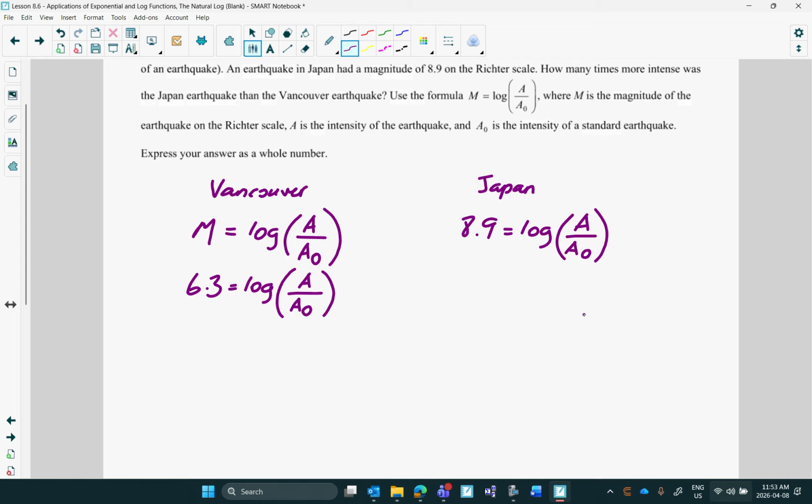But if you think about it, we're trying to find out how many times bigger this is than this. Because we're dividing the intensity of each of these by A naught, they're going to be the same, right? So really, they become irrelevant. It matters if I want to find the intensity of Vancouver or the intensity of Japan, but I'm not finding those. I'm finding out how many times more intense this is than this. So I don't need these. So I can just say that this one is going to be 10 to the 6.3, and this one is going to be 10 to the 8.9.